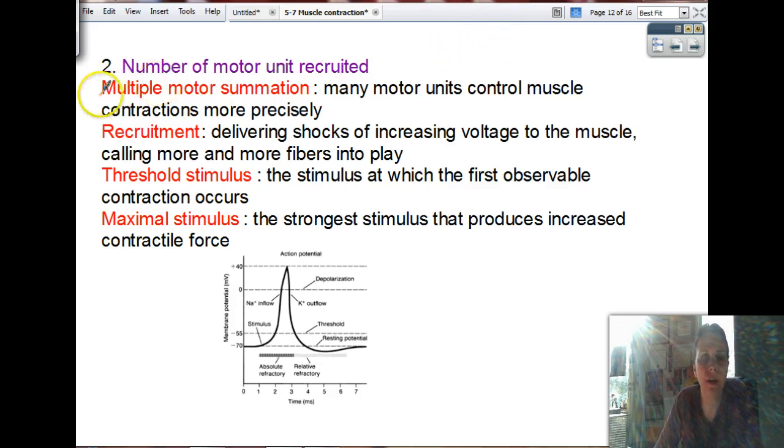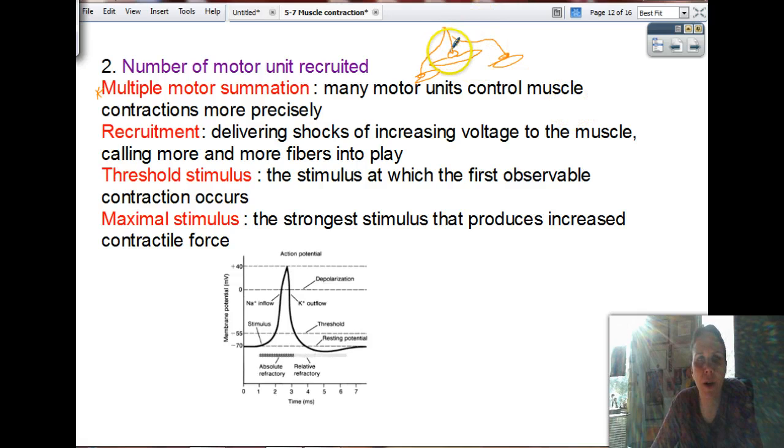So we have something called multiple motor summation. Now remember we said that one axon comes down and affects a particular cell, but that axon can be split into several different fibers like this. So multiple motor summation means to add together, is when many motor units control muscle contractions more precisely.